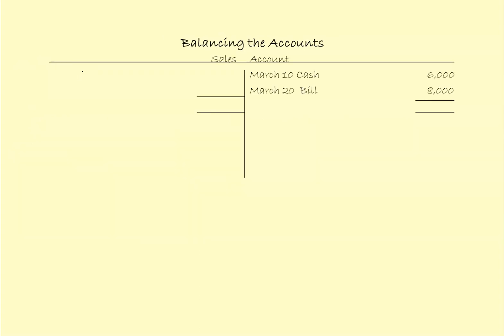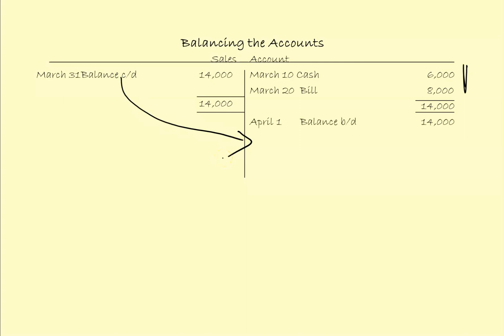Sales account, two transactions here. Remember, sales are always on the credit side, so it's always fairly easy here. 8 and 6 is 14. Put in the totals, put in the balancing figure, balance carried down, and we bring it down here. So we'll have a credit balance on the sales account, 14,000.